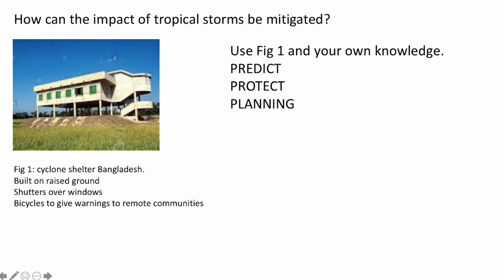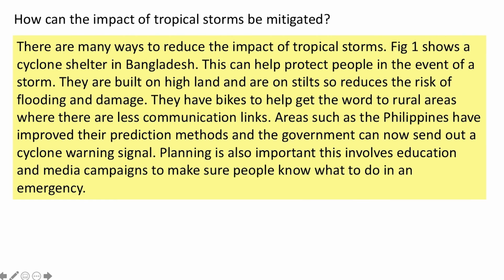It's a cyclone shelter in Bangladesh. If you look closely, you'll see it's built on stilts. That's to allow the winds or floods to travel underneath. It has shutters over the windows to protect the building. And although it's hard for you to see, just on the right hand side down low, there are some bikes. Now these bicycles are there to give rural communities a warning evacuation. So people get on the bikes, cycle out to rural areas and give them the warning that they need to come to an evacuation centre. So let's take a look.